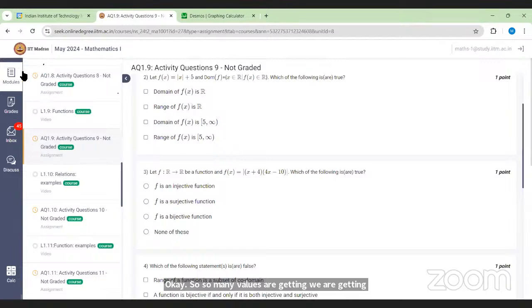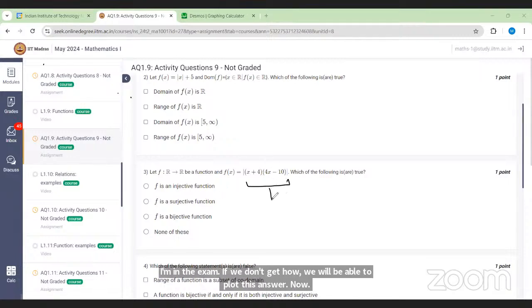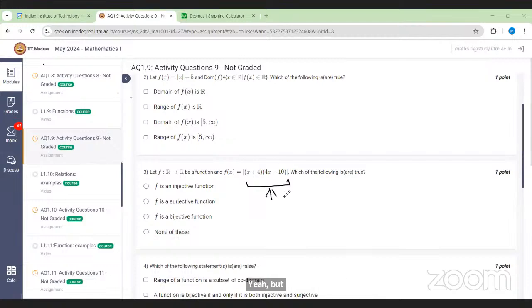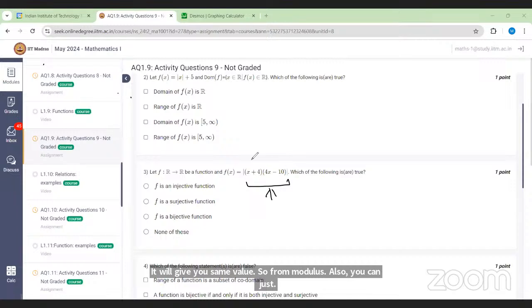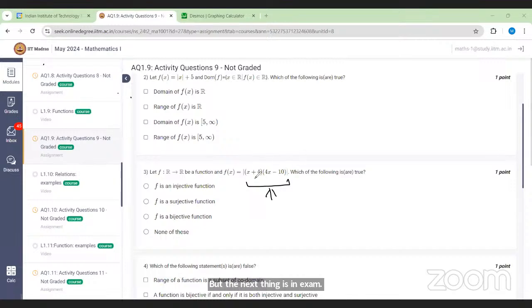Ma'am, in the exam, if we can't plot a graph, how will we be able to answer this? Yes, we can, but think about it: in the exam, a modulus will give the same value for some real values, and you can judge from modulus of x or x square. But in the exam we won't give you such a complicated expression inside the modulus. Obviously, x into 4x will be 4x square, so if it is x square, then definitely it will not be 1-1.